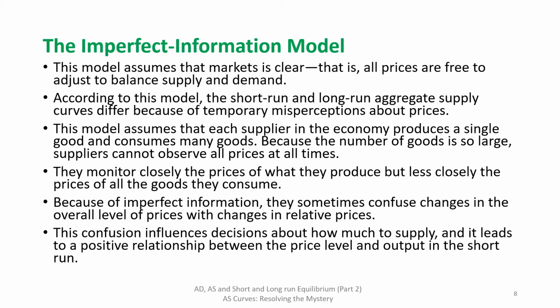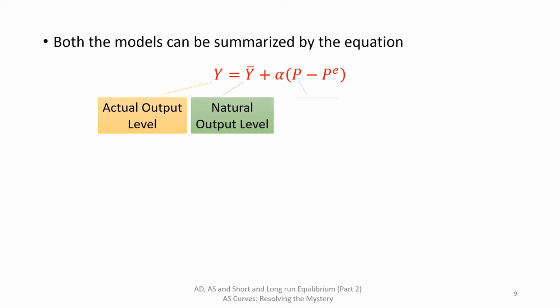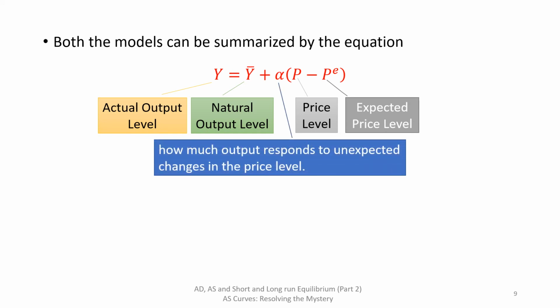Both the models can be summarized by the equation Y = Ȳ + α(P − PE), where Y is the actual output level, Ȳ is the natural or potential output level, P is the actual price level, while PE is the expected price level. The alpha shows how much output responds to unexpected changes in the price level.